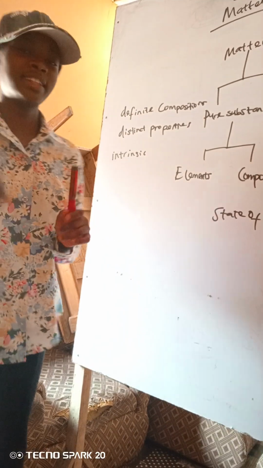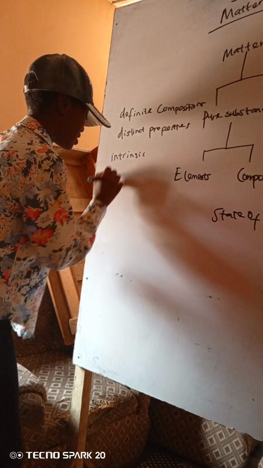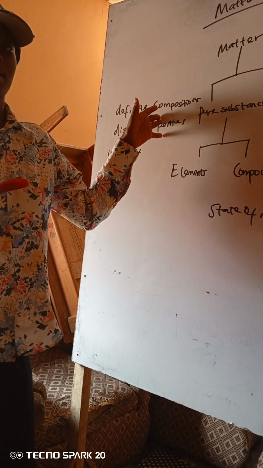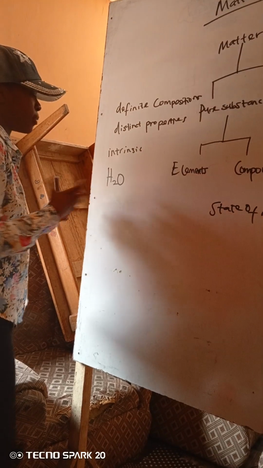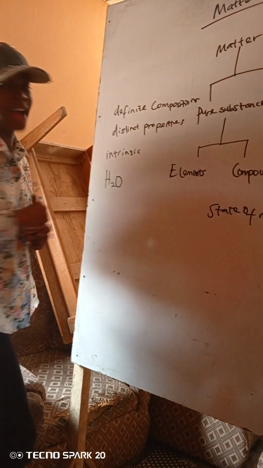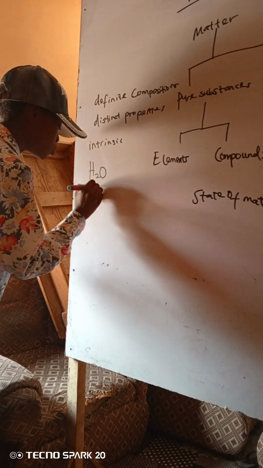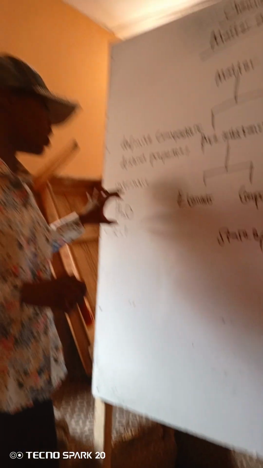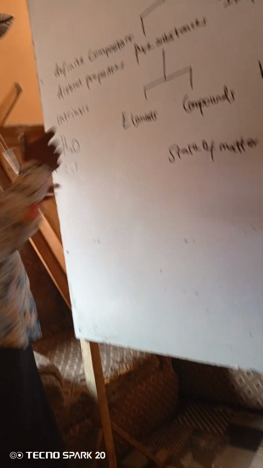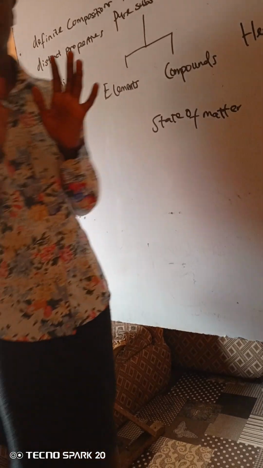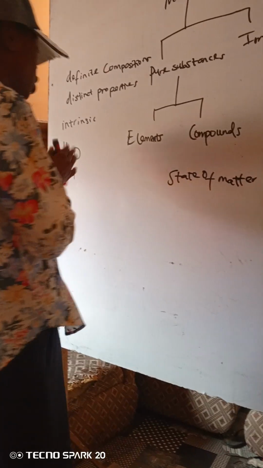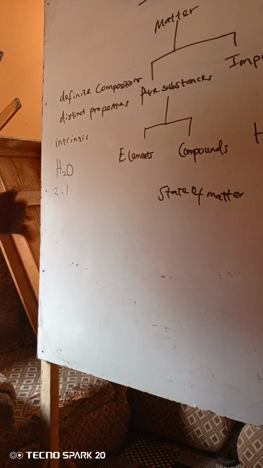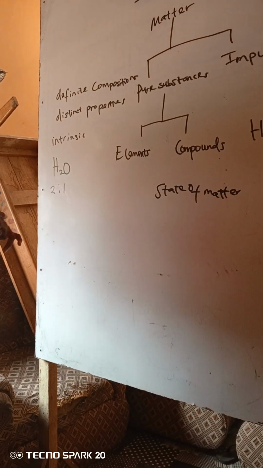For example, let's look at a compound such as H2O, water. Water has definite composition, right? The elements which make up water are hydrogen and oxygen, and they are combined in the ratio 2:1. Anywhere you go, water is always according to this formula. There is no water such as H3O. They always have the same definite composition, in which hydrogen is 2, oxygen is 1. This is what we mean by definite composition.